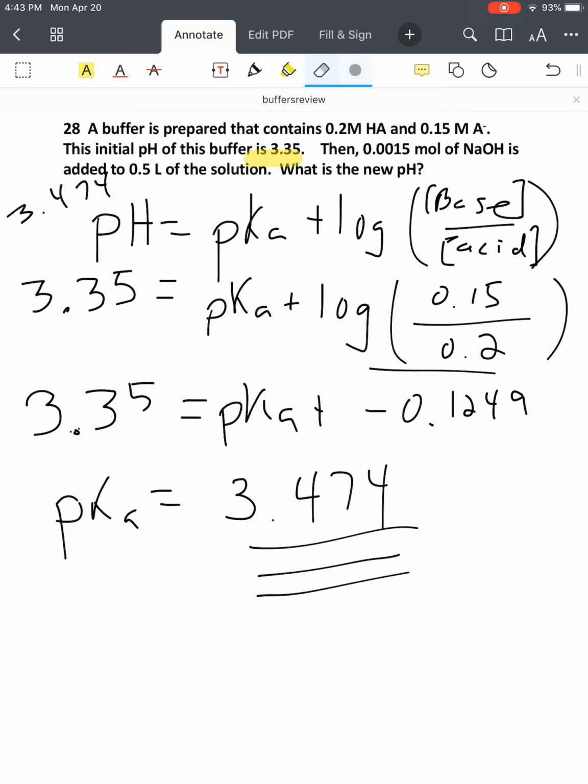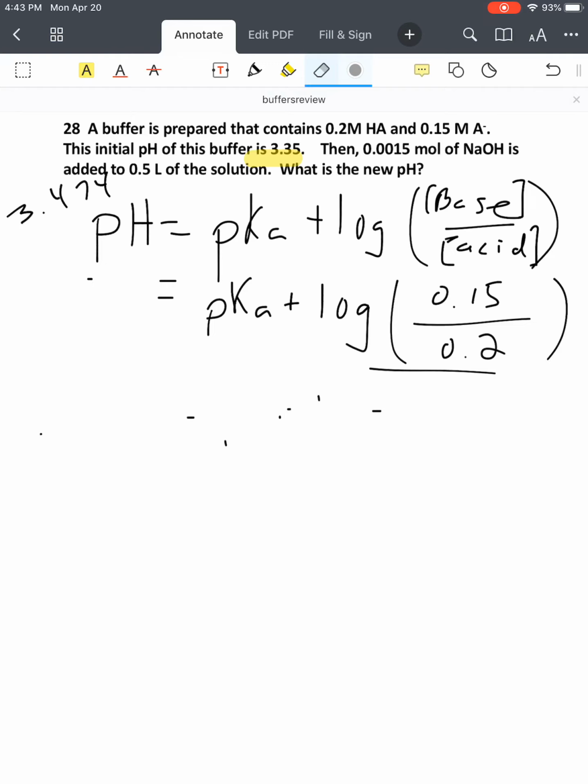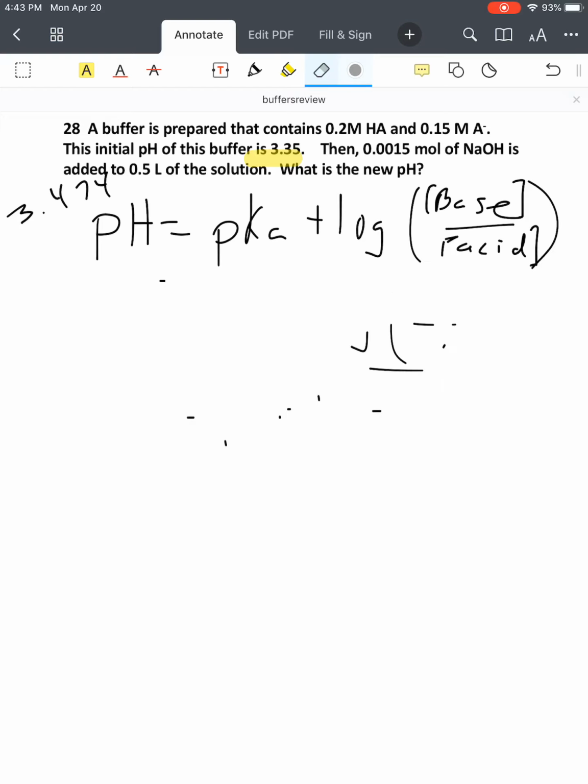So I erase it a little bit. I gotta rewrite that because I'm gonna need that pKa again eventually, and I just need to make some more space because I need to keep working this problem. It's gonna be pretty quantitative, isn't it? So my pH is a little bit below the pKa of 3.474. That makes sense because it looks like I've got a little bit more of my acid form present than I do my base form.